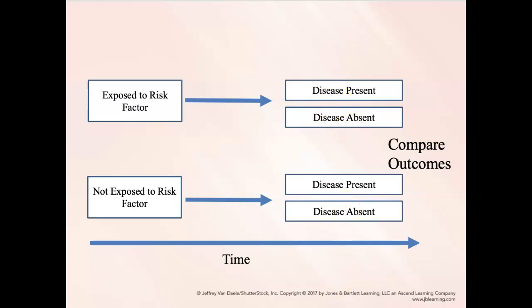And what we can then do is essentially look at the incidence rate of the disease in the exposed as well as the incidence rate of the disease in the unexposed group. This is really helpful because we can establish that this exposure happened before this outcome happened, allowing us to really establish a temporal relationship between our variables of interest.